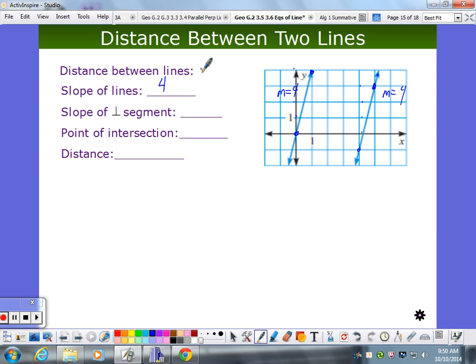Yeah? Great, right? -1/4, you took the negative reciprocal. So whatever line I'm drawing is going to have a slope of -1. So you're going to start at a point somewhere. I'm going to start here. Maybe you want to start here. It doesn't matter so much.